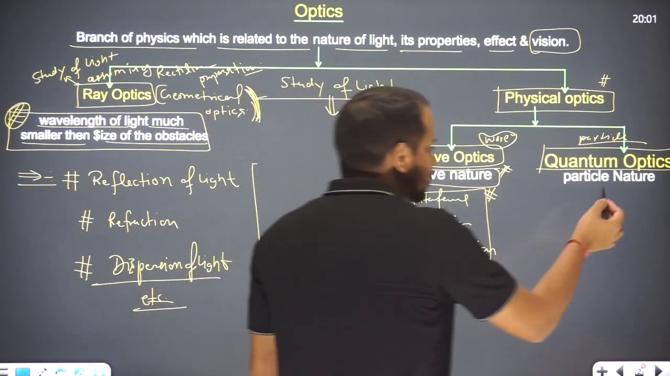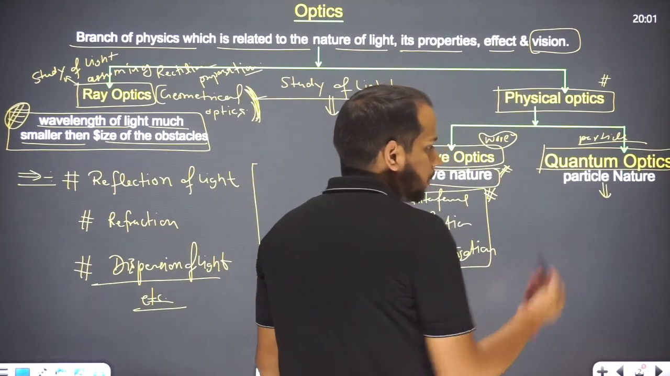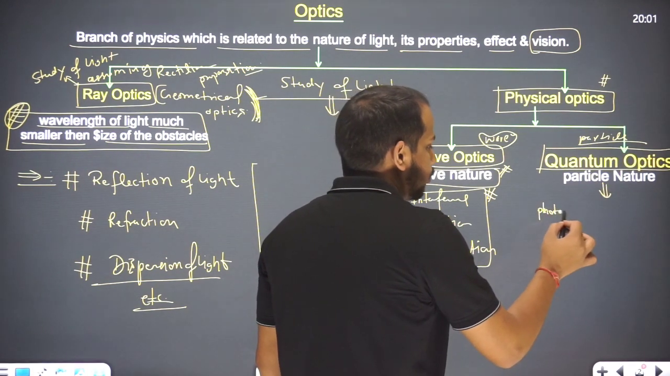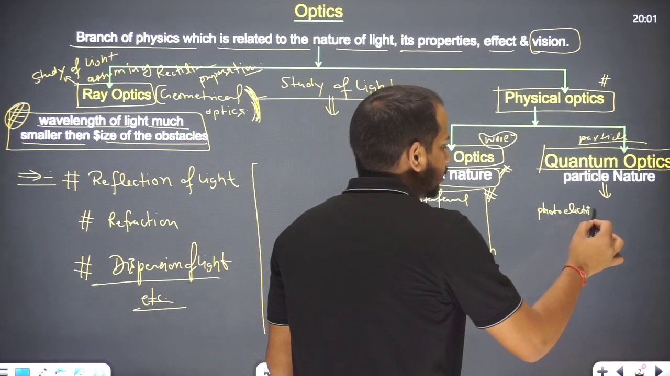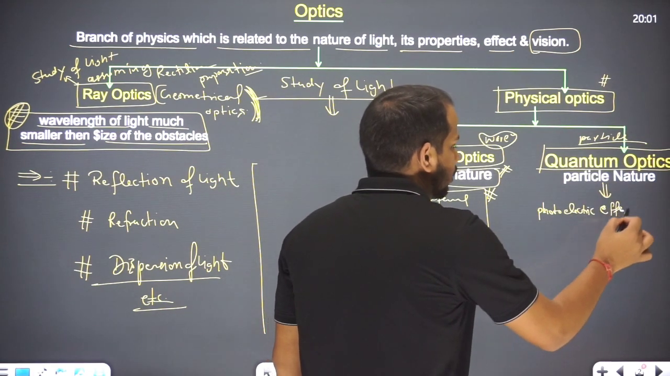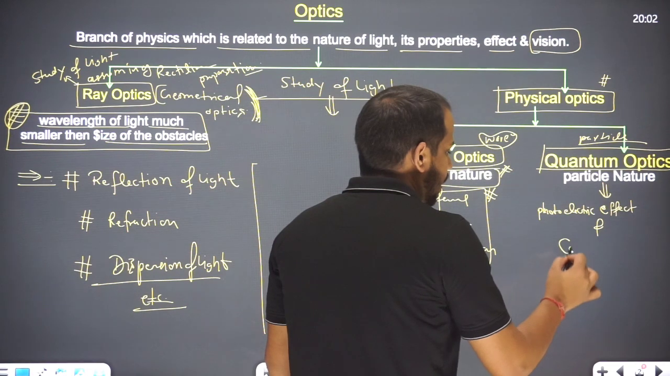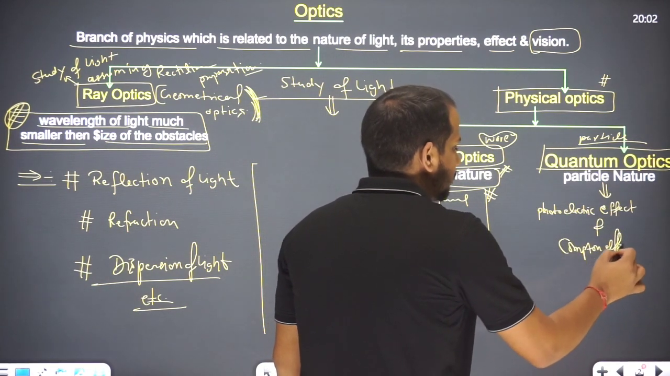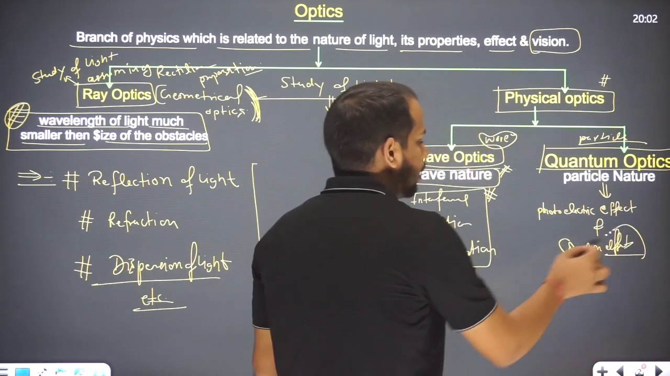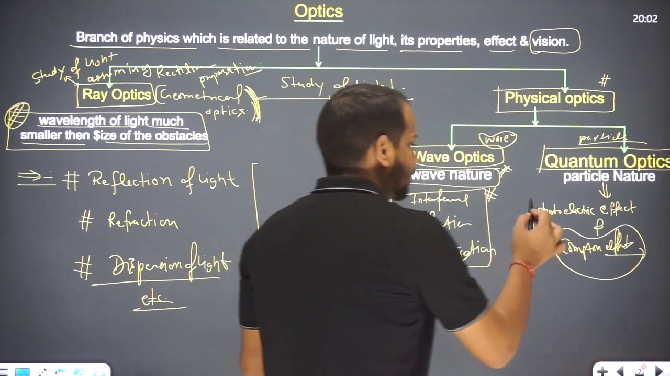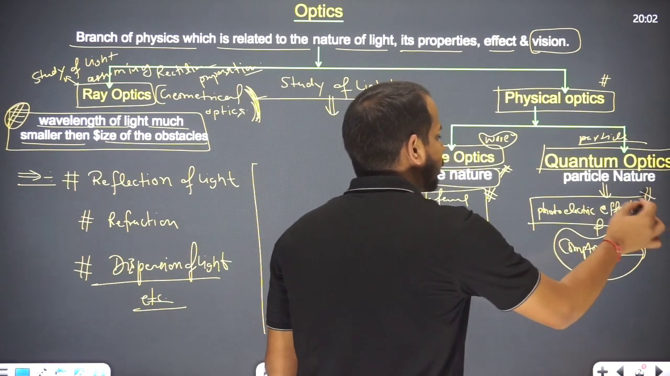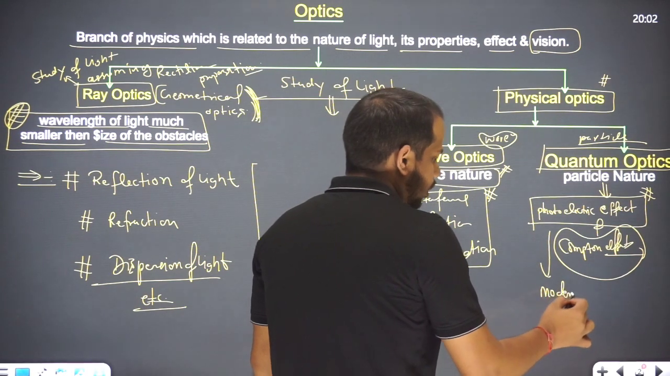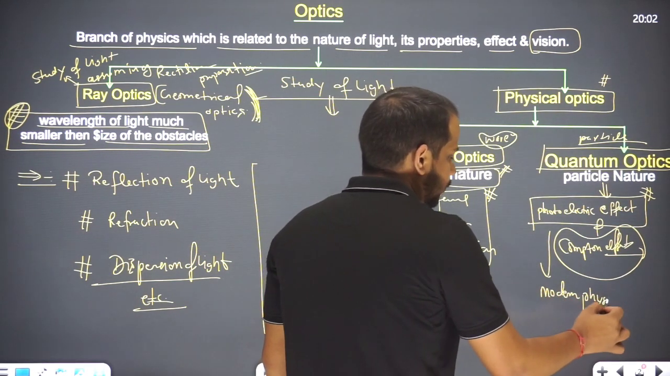And what do we have to discuss in quantum optics? There are two types of things that we will discuss. The first one is called photoelectric effect, and there is another effect that is called Compton effect, right? Basically, we have to study very little about the Compton effect, but we will discuss more about the photoelectric effect, and we will discuss these things in modern physics, right? Okay.